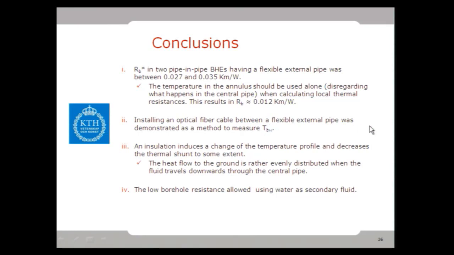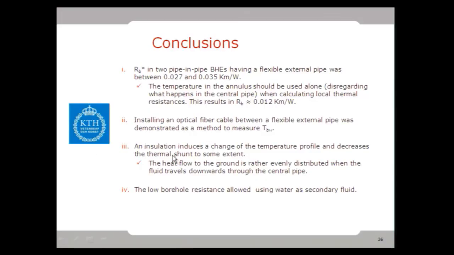Installing an optical fiber cable in the flexible external pipe was demonstrated as a method to measure the borehole wall temperature. The insulation of the central pipe induces a change in the temperature profile, and decreases to some extent the thermal shunt, or the thermal contact between down and upgoing channels. The heat flow was also found to be evenly distributed along the depth in this type of heat exchanger pipe at the given conditions. And the low borehole thermal resistance allowed using water as a secondary fluid. The heat extraction cases were using water as a secondary fluid.